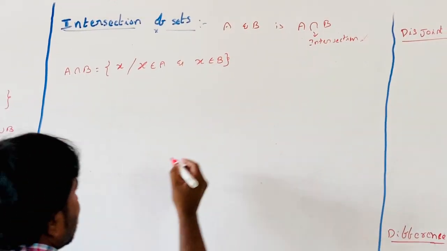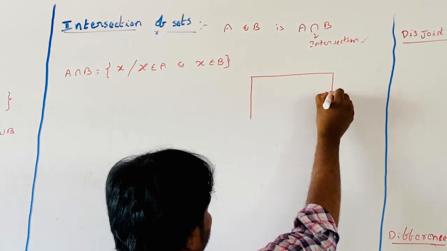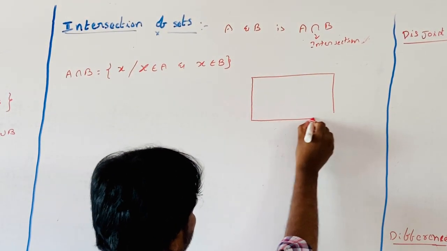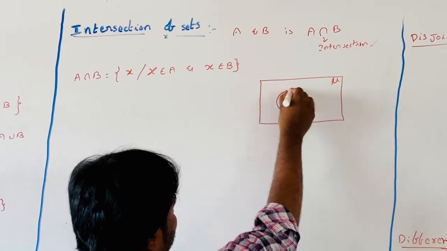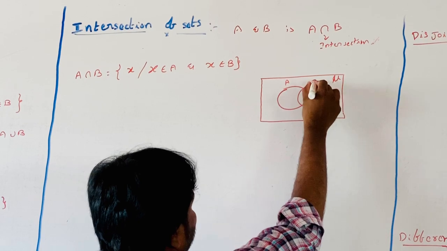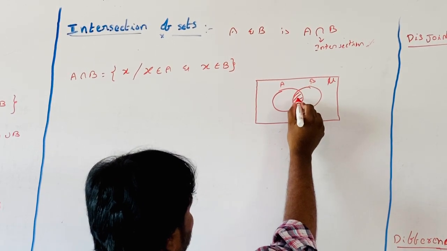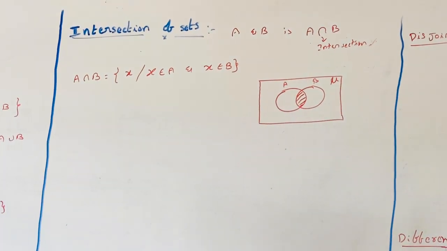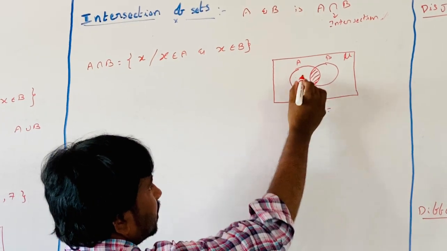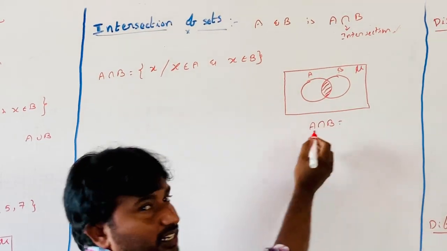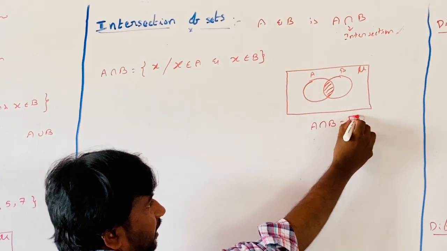Now, what is the Venn diagram of A intersection B? Generally, the rectangle is the universal set mu, with sets A and B. The common elements of A and B are called A intersection B, sorry, A intersection B. This shaded region is called A intersection B.